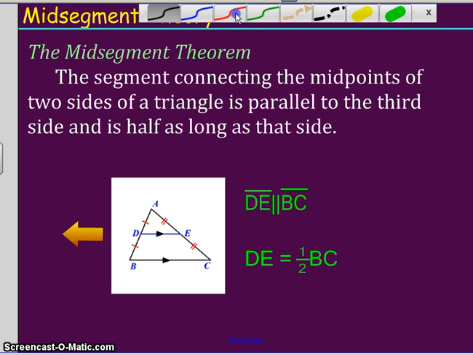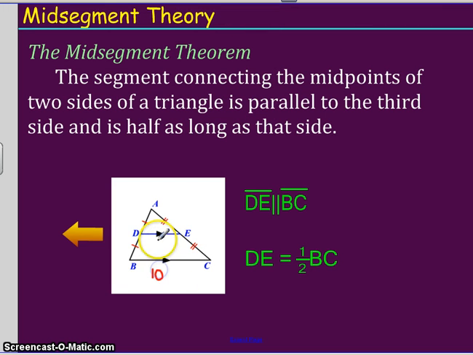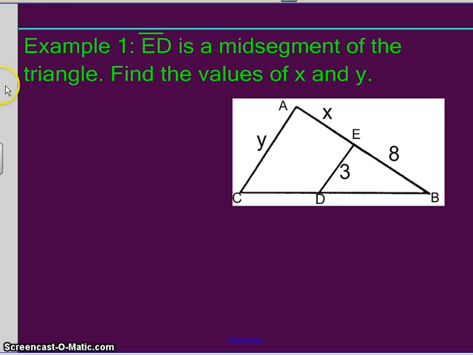So real quick, a couple things. Let's say this was 10, this would be 5. So real nice and easy how to get to your answer knowing that. So let's go ahead and move on here real quick.